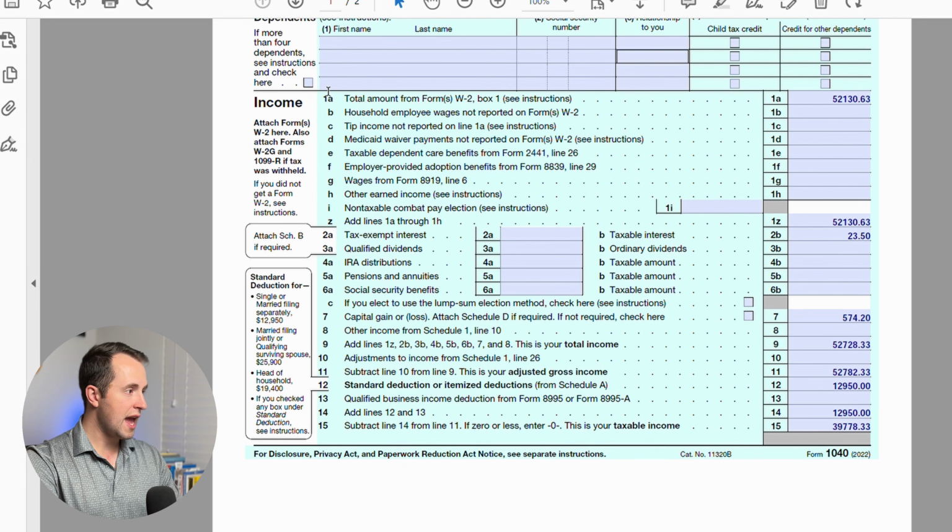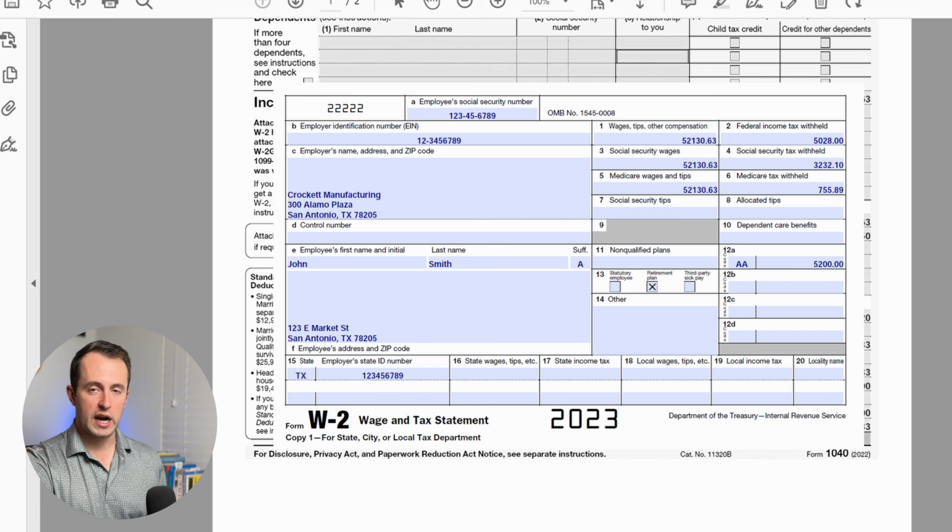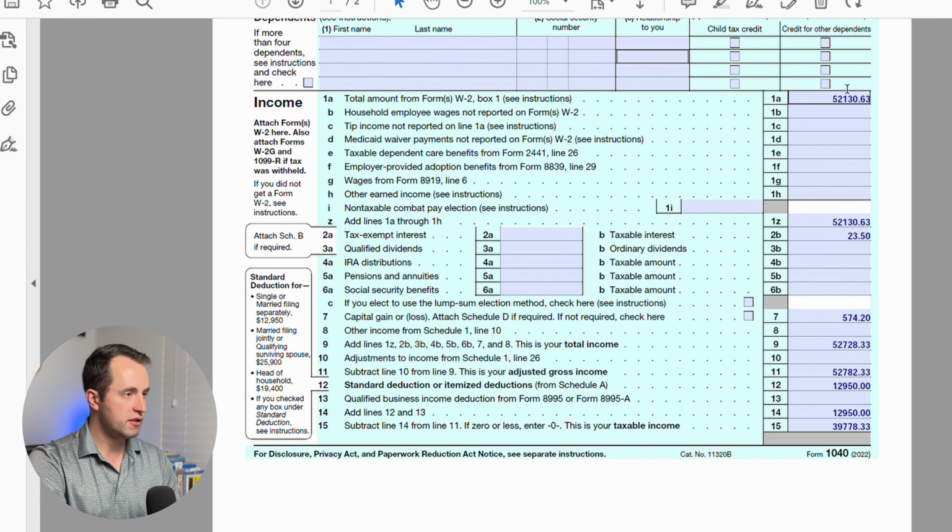So lines 1A through 1Z deal with your standard income that you would expect to have. So line 1A deals with any income that you would have received from your W-2, which is going to be most people's primary source of income. So using this example W-2 that I generated, we're going to go and look and see how much we were paid for the previous year, and then we're going to input that in spot 1A. So for the previous year, John made $52,130.63.